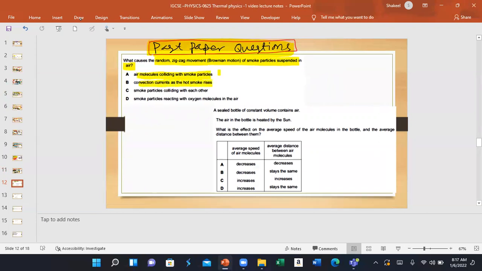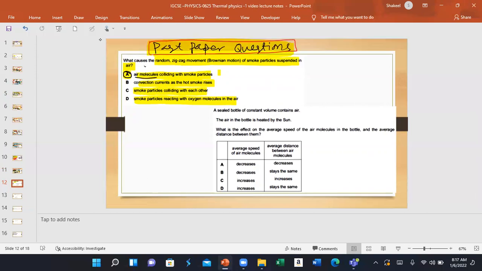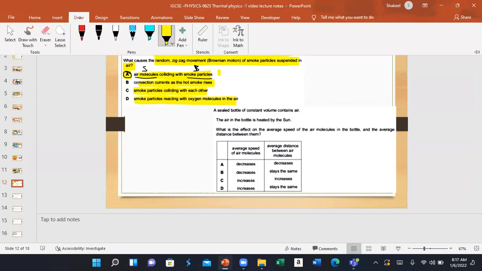Convection currents as hot smoke rises? No. Smoke particles colliding with each other? No, because in Brownian motion, two different types of molecules should collide, like the bigger molecules colliding with smaller ones. Smoke particles reacting with oxygen molecules in air? No. So the answer is option A, air particles colliding with smoke particles, because air particles are the smaller particles and smoke particles are the bigger particles. Okay, now let's move on to the second one.